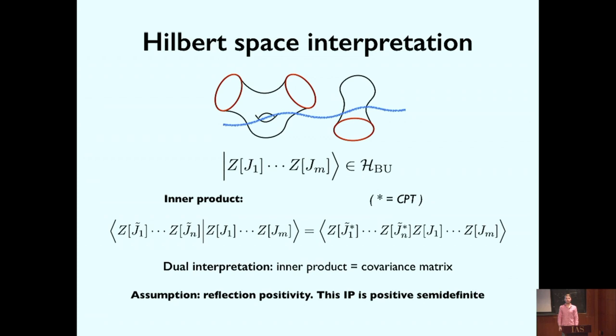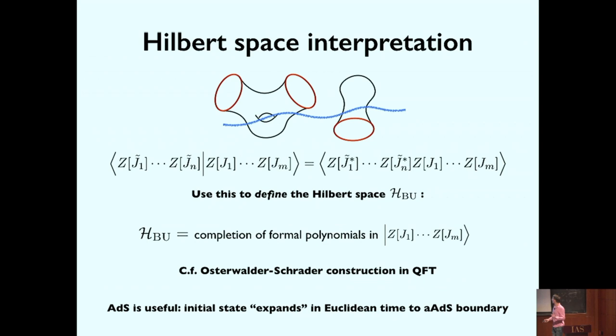So I've picked some very special choice of states, and I've defined the inner product between two of those special states. I then can also define an inner product on linear combinations of those special states by linearity. So that's how I define it on sums of these states, which I can think of as formal polynomials in this Z of J. That's all I've done so far. It's not actually an inner product at the moment. Ask the question after this slide.